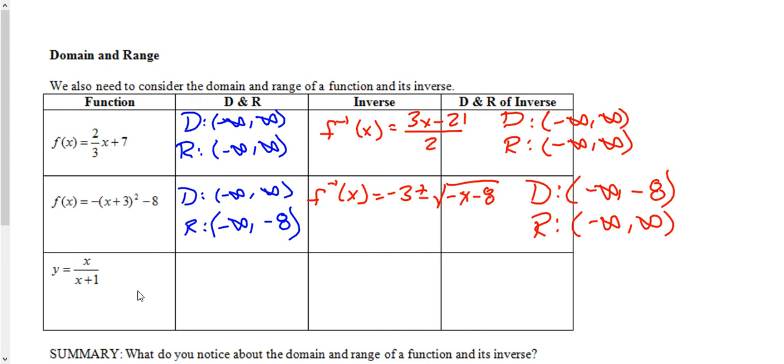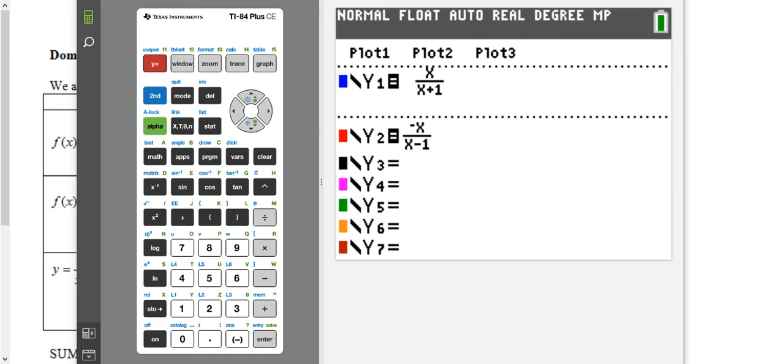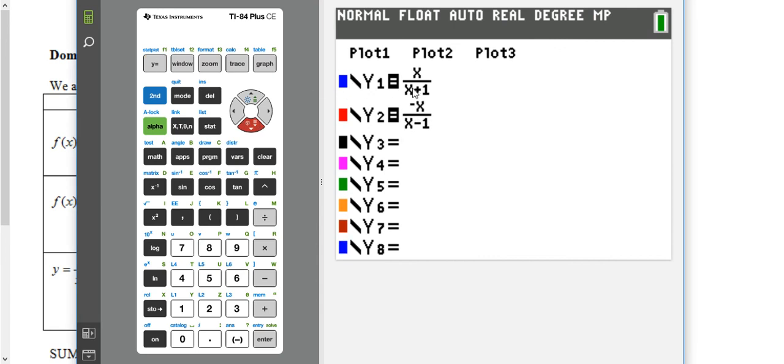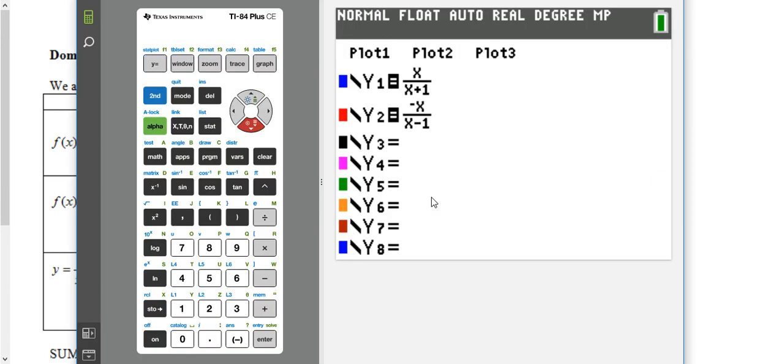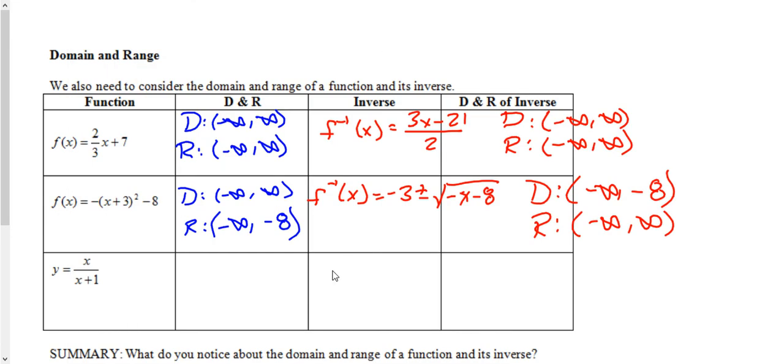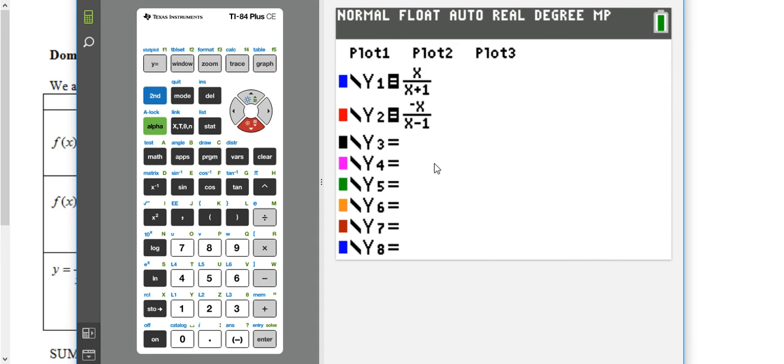For this last one here, again, I'm going to set up my graphing calculator, and then I will show you what I typed in. This is what I'm typing in on my TI-84. In y1, I have my original equation, which was x divided by x plus 1. My inverse function that we found earlier, and I will jot down right now, was negative x over x minus 1.